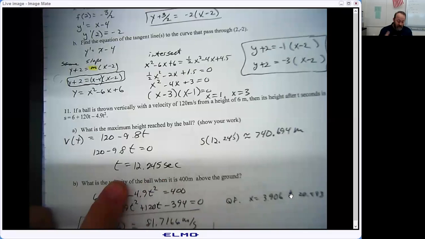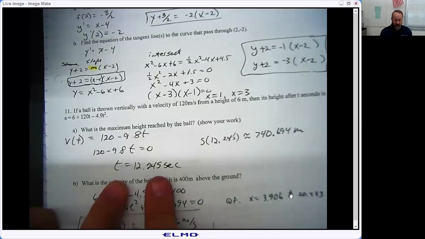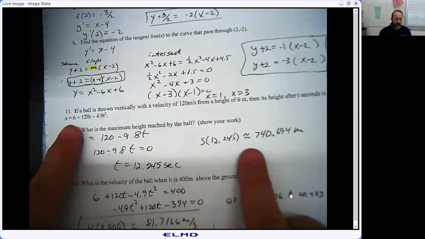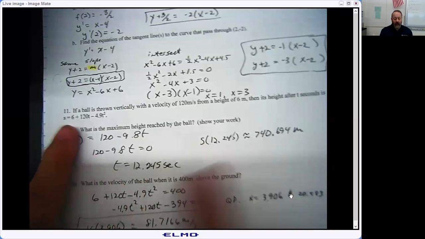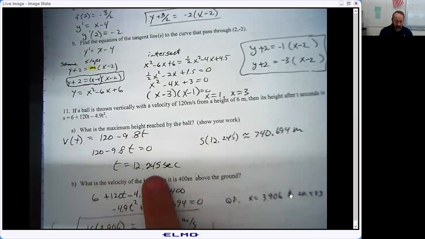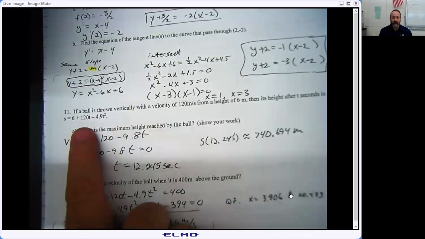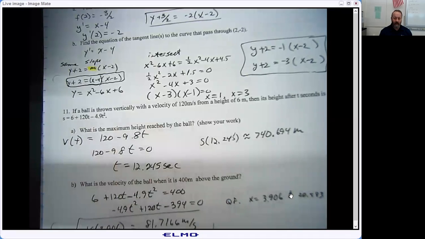Now that's the time when it happened, but that's not going to tell you what happened. So I took the 12.2 and I plugged it into the original function to find out what that position or height was. I personally got that value with Y1 of 12.245. I didn't literally plug it into the original equation; I allowed my calculator to do some of that handiwork.